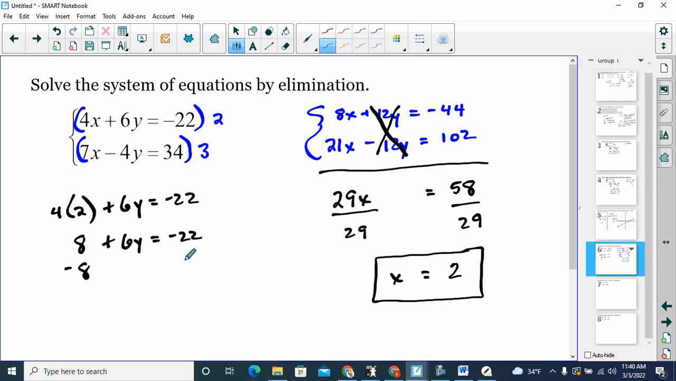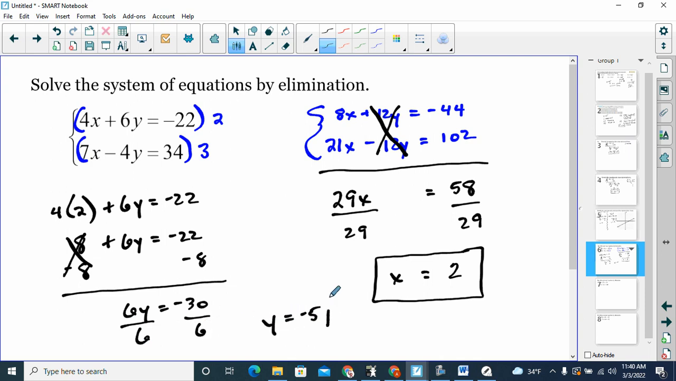Subtract 8 from both sides. 6y equals negative 30. Divide both sides by 6, and we get our y value. y equals negative 5. x equals 2. y equals negative 5.